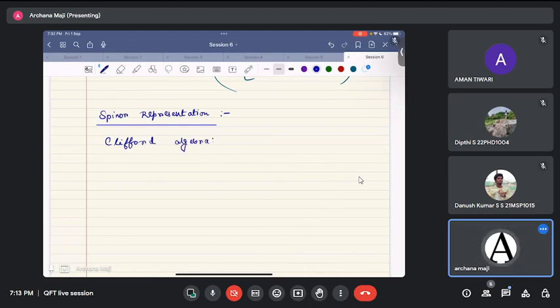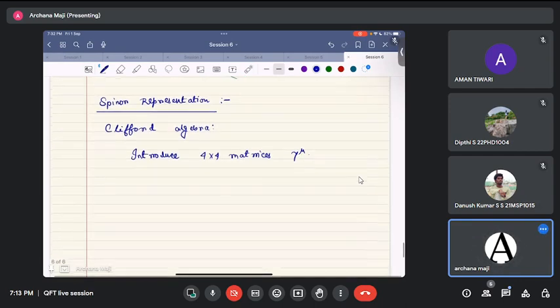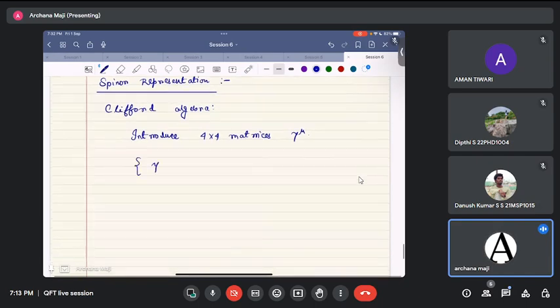So Clifford algebra: introduce these 4 by 4 matrices gamma mu, which satisfy this anti-commutation relation, the anti-commutator of gamma mu and gamma nu is equal to 2 eta mu nu times the identity.